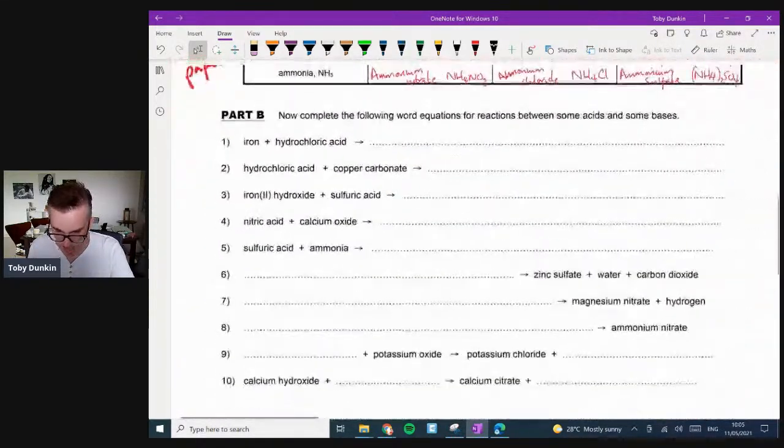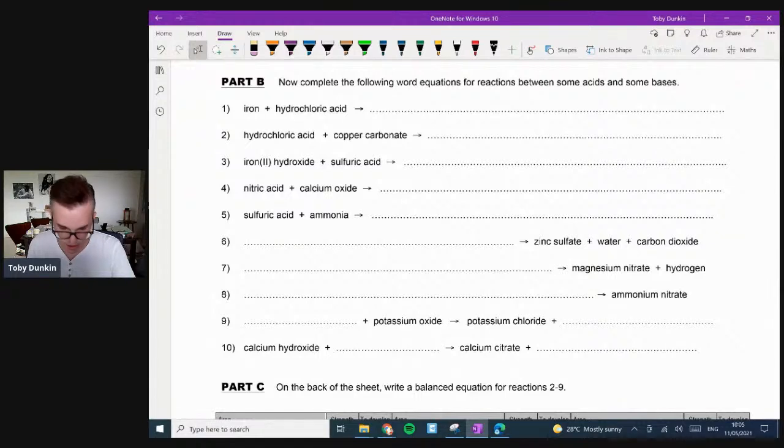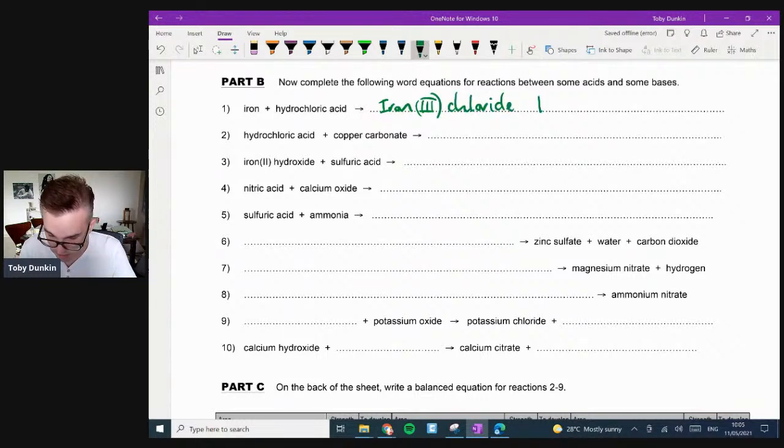Next, part B. Now complete the following word equations. Iron plus hydrochloric acid is going to form iron chloride. By the way, Roman numeral. Iron will probably form iron 3, it's more stable than iron 2. So let's go for iron 3 chloride plus hydrogen gas.